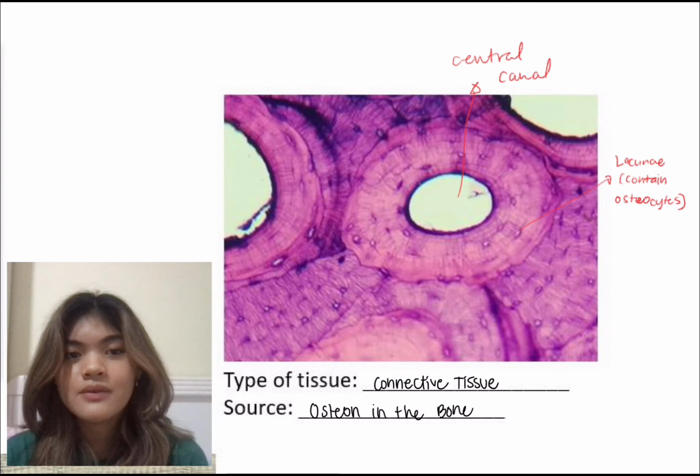Next is the connective tissue found in the bone. The bone can be compact or spongy. Here we can see the central canal and the lacunae, which contain the osteocytes.